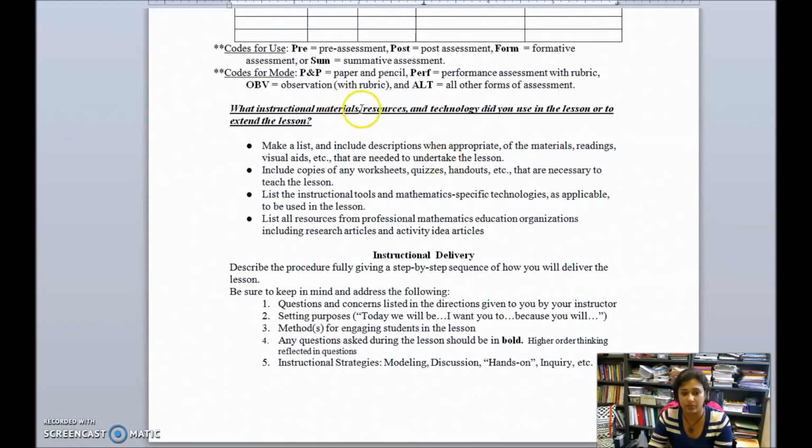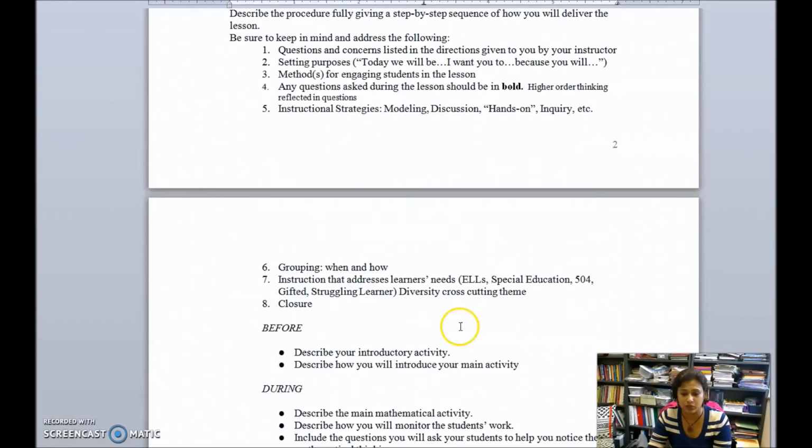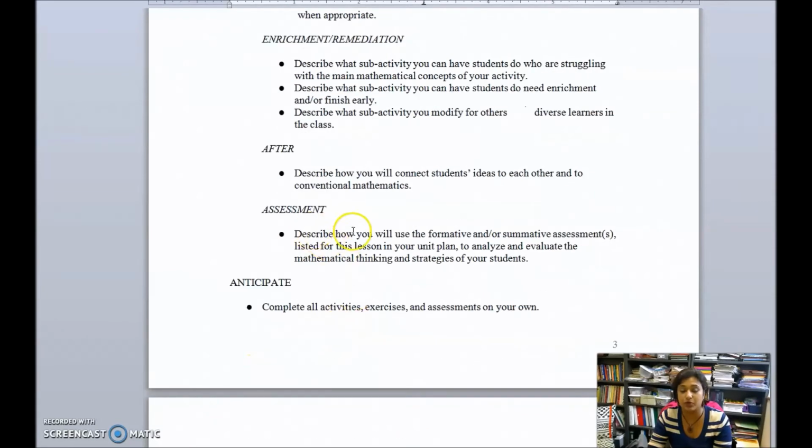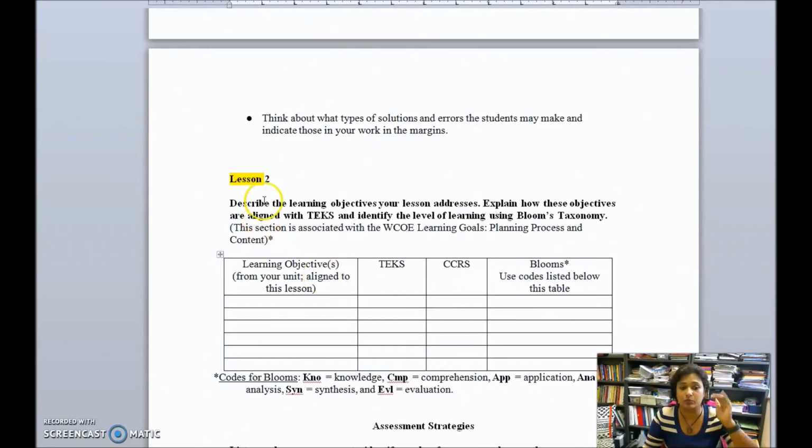You have your materials, resources, and technology over here, your instructional delivery. This assessment part comes from your rationale of the assessments. Anticipate comes from looking at what could happen if you teach this unit, okay? And so then you're going to complete the whole first lesson, and then you will move on to your second lesson. So this is your second lesson.